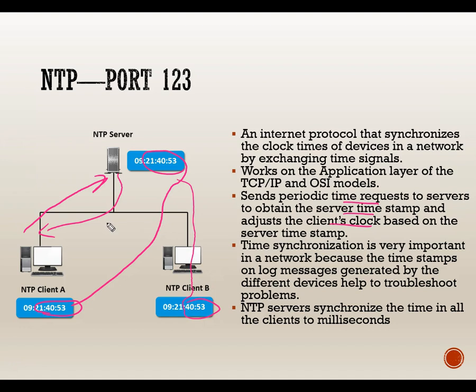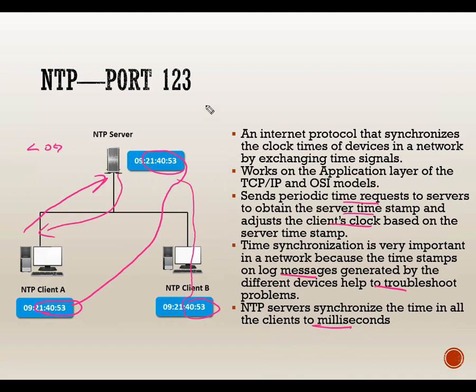We need to set time zones so that we know what's happening on everything throughout the network on a standard time basis. Because we have an NTP server, we may have a log server where the logs from all of the clients, and maybe from different time zones, are sent. So it's important that they all have the same time and the correct time. Very important in the network because of the timestamps on log messages generated by the different devices to help troubleshoot problems. NTP servers synchronize the time in all the clients to milliseconds.